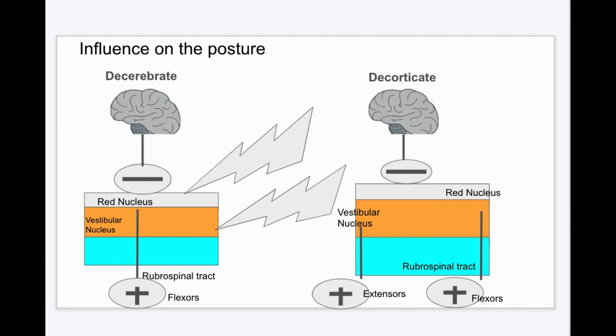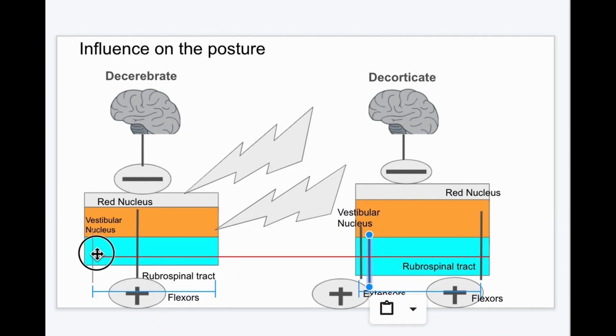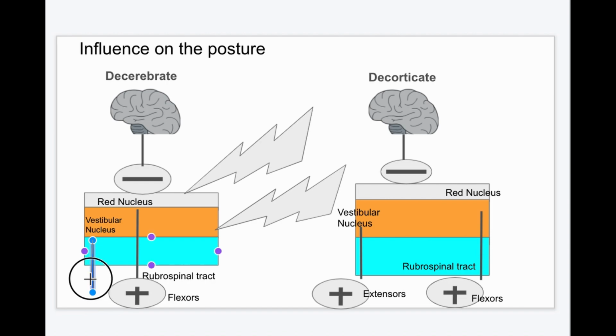Influence on the posture is going to be there through the decerebrate or decorticate. So they can be rubrospinal tracts. We can also have, obviously, vestibular. So I haven't drawn this pathway over here, but it can also be over here. The main thing that's going to be causing the influence on the posture is decerebrate and decorticate.